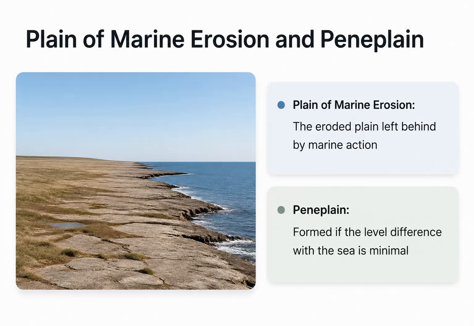Over immense periods of time, marine erosion can level an entire coastal region, leaving behind a flat surface called a plain of marine erosion. If this plain sits very close to sea level, other agents of weathering will continue to smooth it out, eventually converting it into a nearly flat, featureless landscape known as a peneplain.